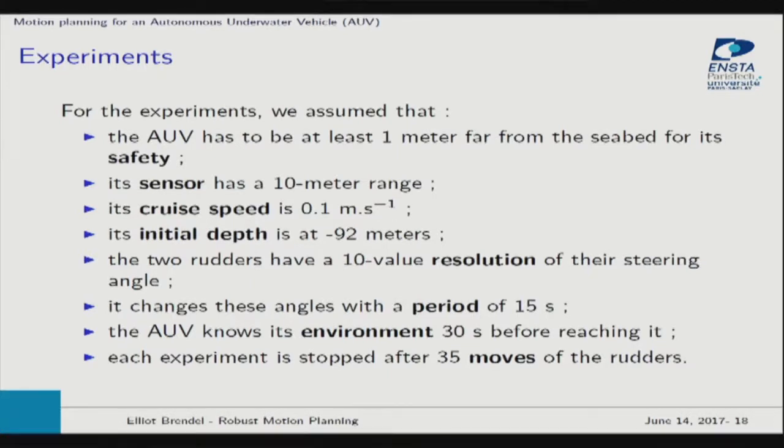And the two radars have a 10-value resolution of their steering angle. That's the discretization of our parameters. It changes these angles with a period of 15 seconds. So that's our sliding period, T prime. The AUV knows its environment 30 seconds before reaching it. So that's our prediction period, T. And each experiment is stopped after 35 moves of the radar, so that's our number of states step.